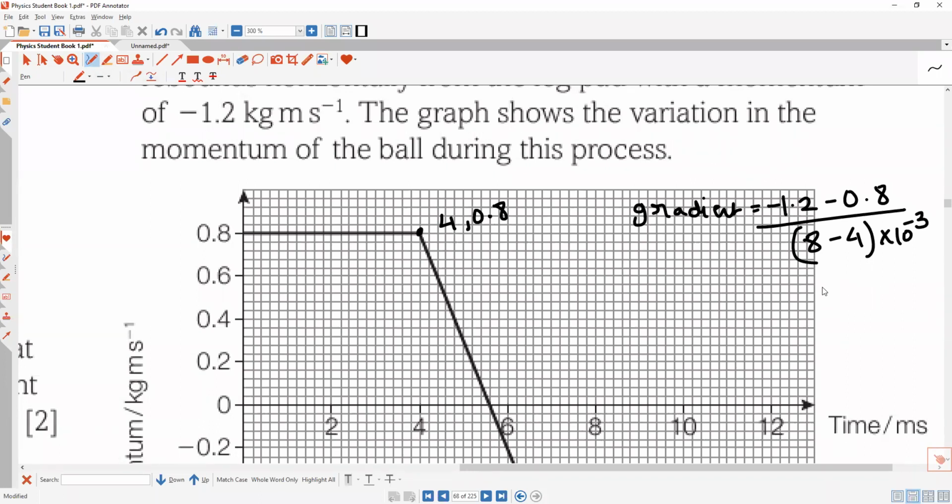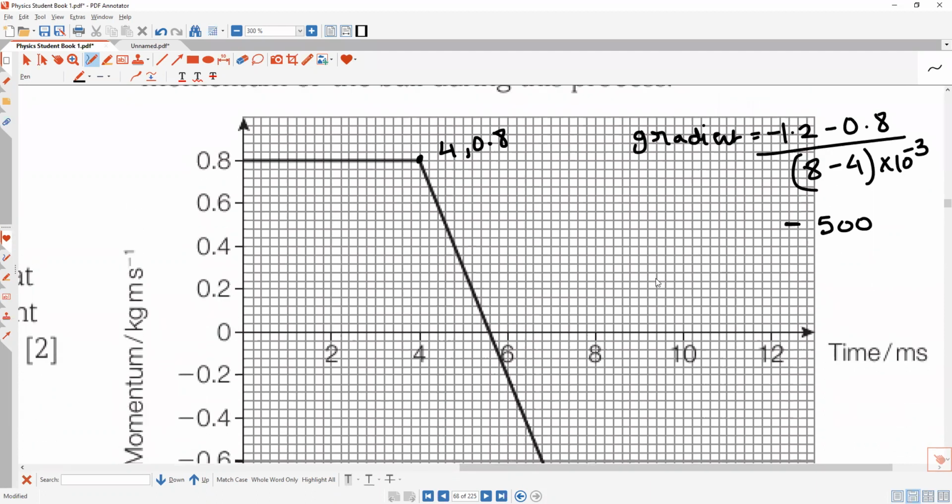What answer are you getting? Minus 500. Minus 500 what? kg meter per second. You're getting minus 500, so the momentum is changing by minus 500 kg meter per second every second. Are you sure about this? Let me check the mark scheme for this. It's a very large value, the way it is changing.